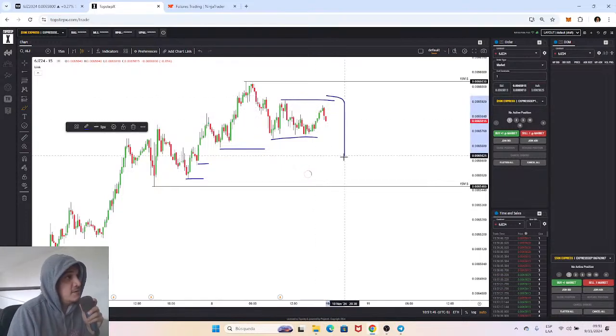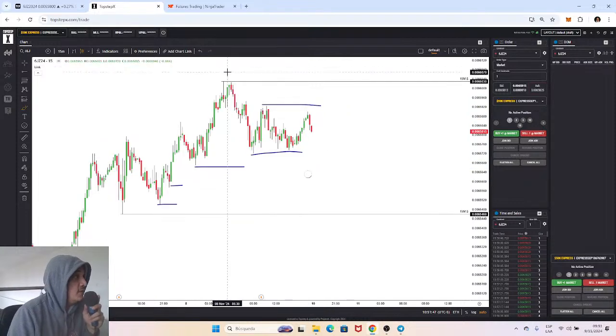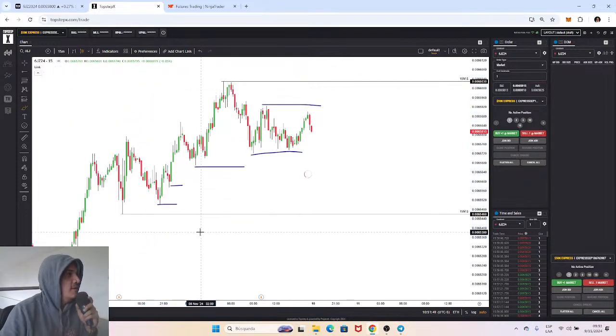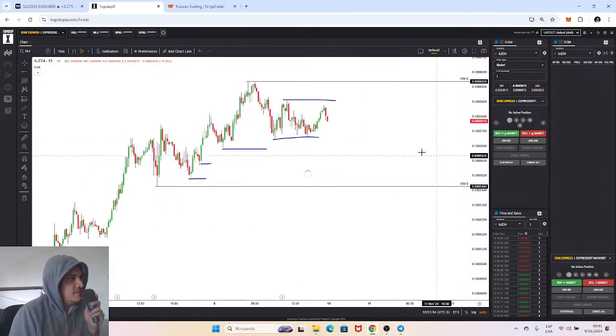This is the box. Right here, this is the box. This is the box within the bigger box, right? We have an inside box. Traders will understand that joke.